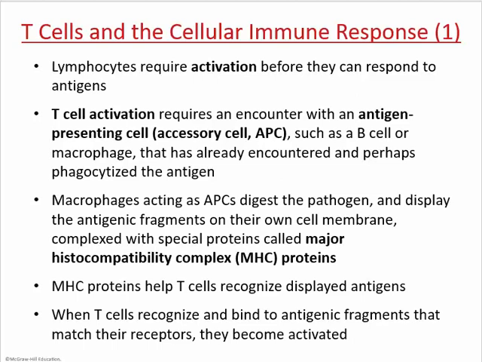So to activate them, we need something called an antigen-presenting cell. Usually that's a macrophage that has phagocytized the pathogen and is presenting the antigen to the T cell. Sometimes it can be a B cell that's been activated and will present part of the antigen to the T cell. Usually it's a phagocyte. So the macrophage will eat the pathogen and present some of the proteins from the pathogen on its surface to be an antigen-presenting cell. When the T cell encounters the fragment of the antigen that matches their receptors, they become activated.